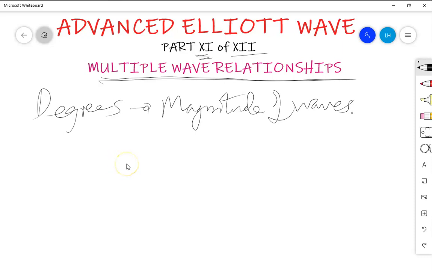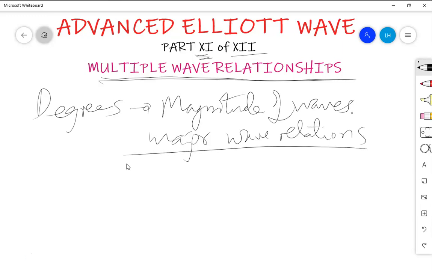So now, what are the major relationships? Let us see what we call the major wave relations. Now, what are the major wave relations? There are many relations, but I will mention some here. The major wave relation is that wave number 2 is usually normally 0.618 of wave 1. This is one of the most common wave relationships.